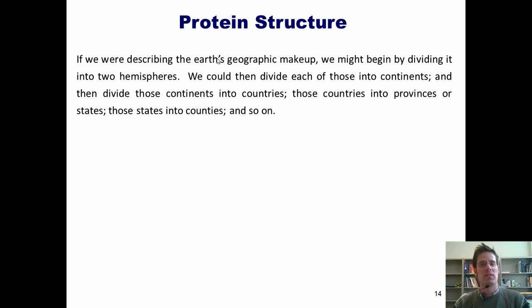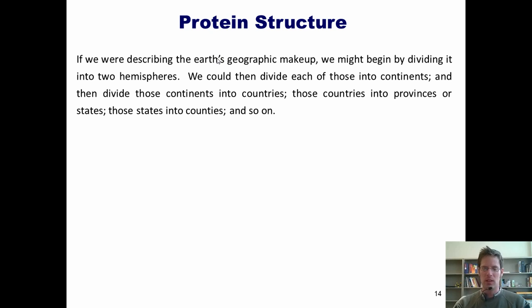I'll now introduce you to our final subject, protein structure, which I'll begin by using a brief metaphor. As you can well imagine, if we were trying to describe the Earth's geographic makeup, we might begin by dividing it into two hemispheres. We could then divide each of those hemispheres into continents, and then divide up each of those continents into countries, and then each of those countries into provinces or states, and then each of those states into counties, and so on.